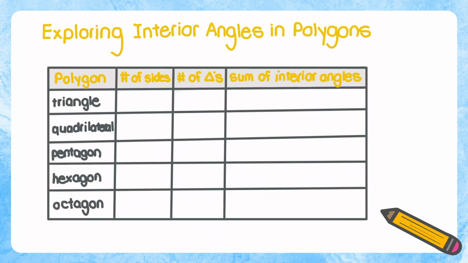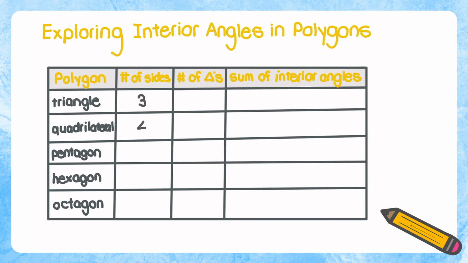So here I created a table. Go ahead and pause the video so that you can create a similar table in your notes. I have the 5 different polygons we looked at: the triangle, quadrilateral, pentagon, hexagon, and octagon. In the other columns, I will write the number of sides of the polygon and the number of triangles we found. And based on that, we'll find the sum of the interior angles of each polygon.